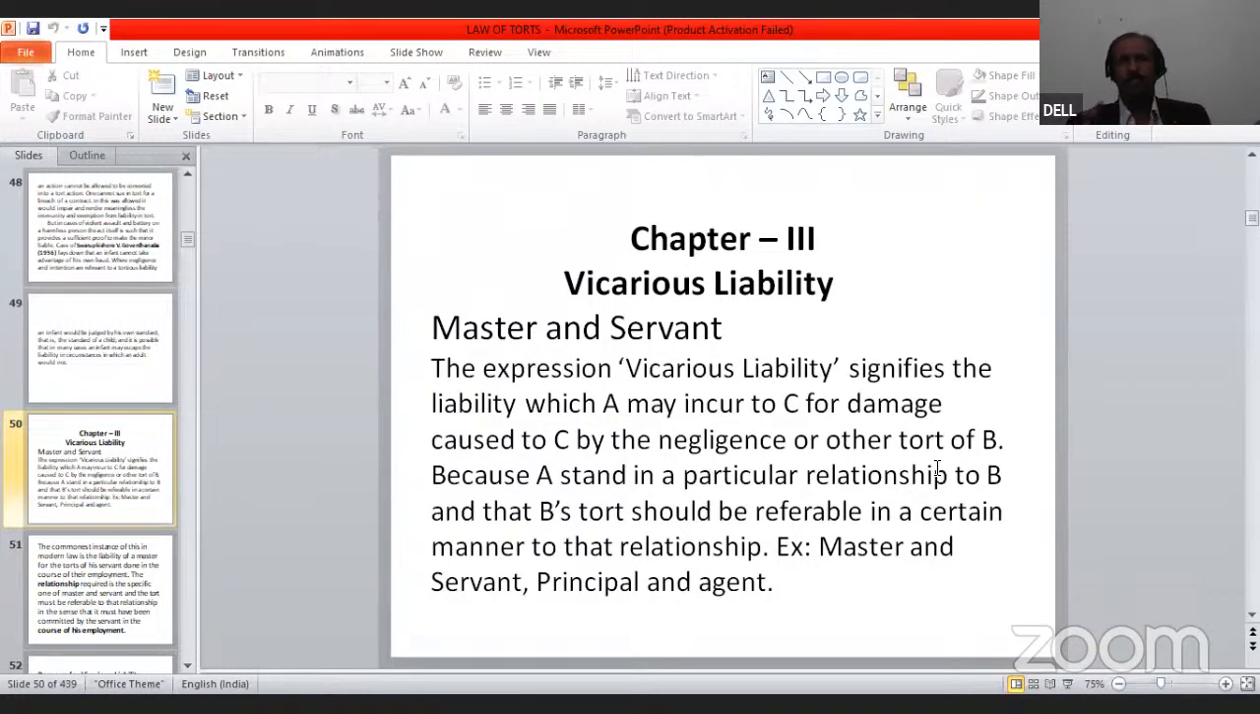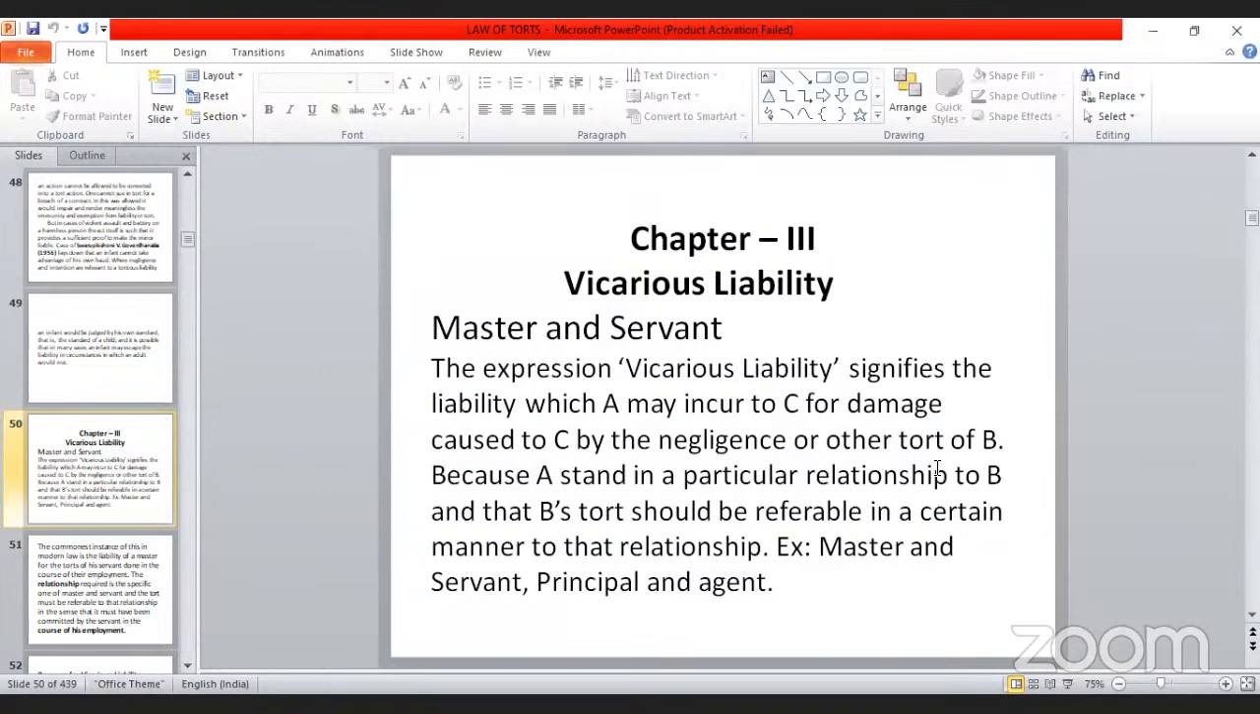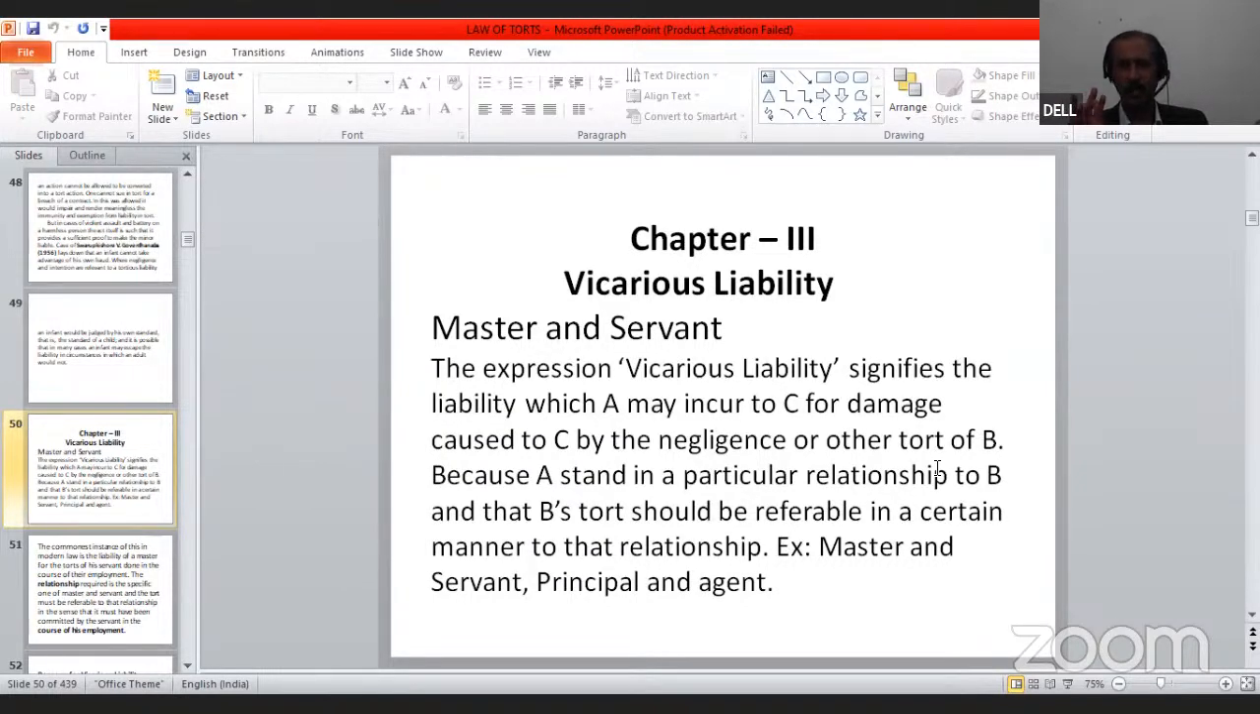Okay, so friends, vicarious liability is special in nature because it involves three people: plaintiff, defendant, servant. Plaintiff, the injured person who suffered; defendant, owner, master; third person, servant. For the servant's act, master is responsible. Here the master and servant relationship is based on a particular relationship, a contractual relationship in the modern situation.